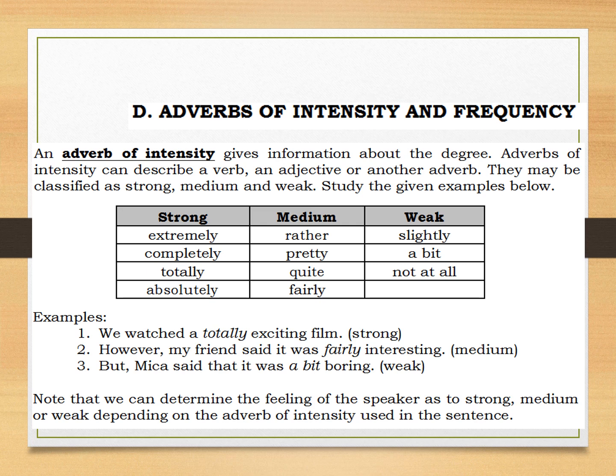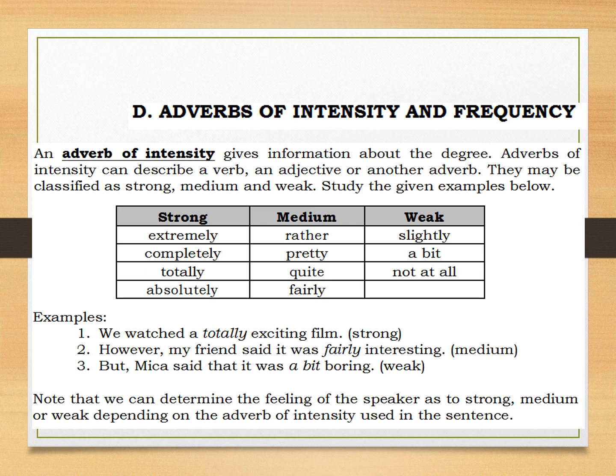We have strong, medium, weak. For strong, we have extremely, completely, totally, absolutely. Medium: rather, pretty, quite, fairly. And for the weak: slightly, a bit, not at all.